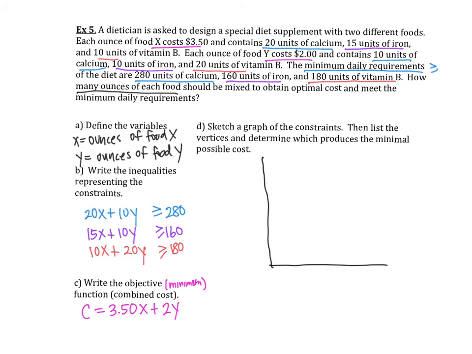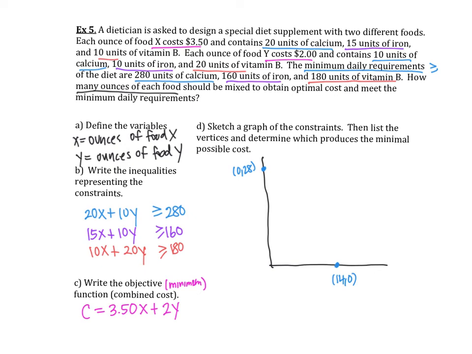Okay, it's quadrant 1, so I'm only going to look at quadrant 1, and I'm going to use intercepts again. If I want the x-intercept, I make this 0. So 20x equals 280. So x is 14, and I have no idea my scale, so I'm just labeling it. If I want my y-intercept, 10y equals 280, my y-intercept is 0.28. So let me put this higher. My graph doesn't have to be perfect, but I want it to be kind of reasonable so that I can tell where the vertices are.